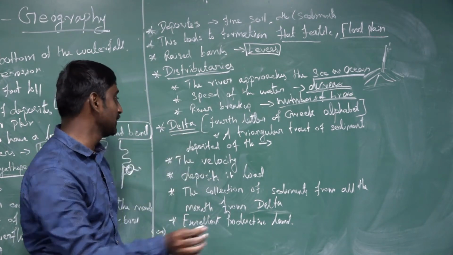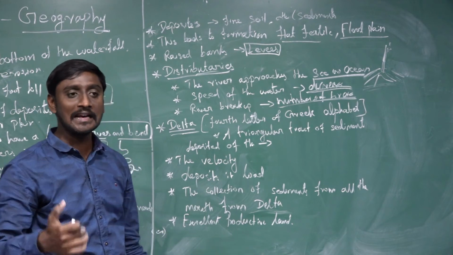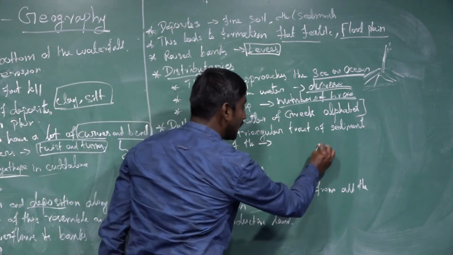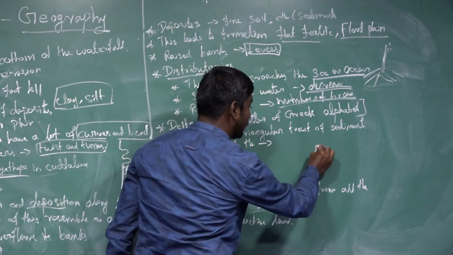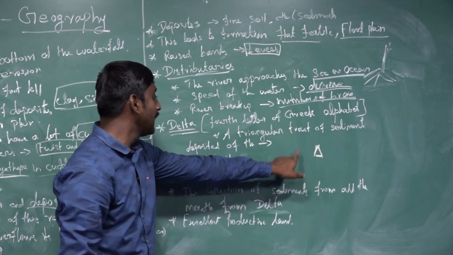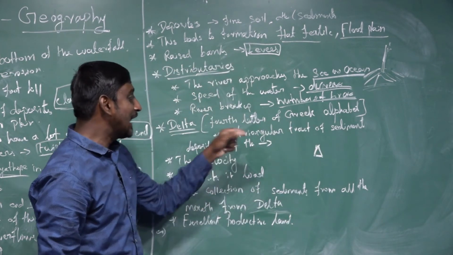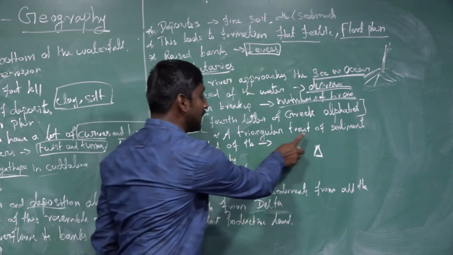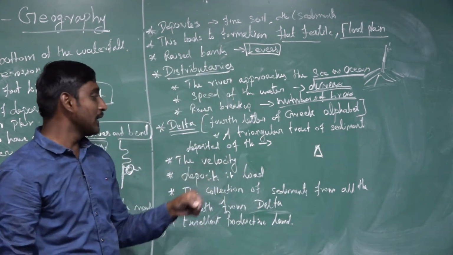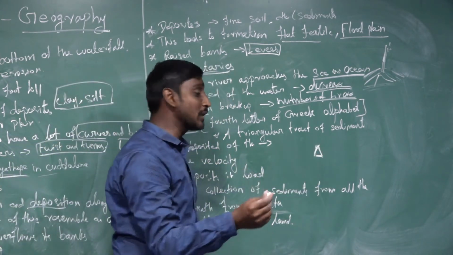Next, delta. Delta is the fourth letter of the Greek alphabet. A delta is a triangular tract of sediment or deposit at the mouth of the river.